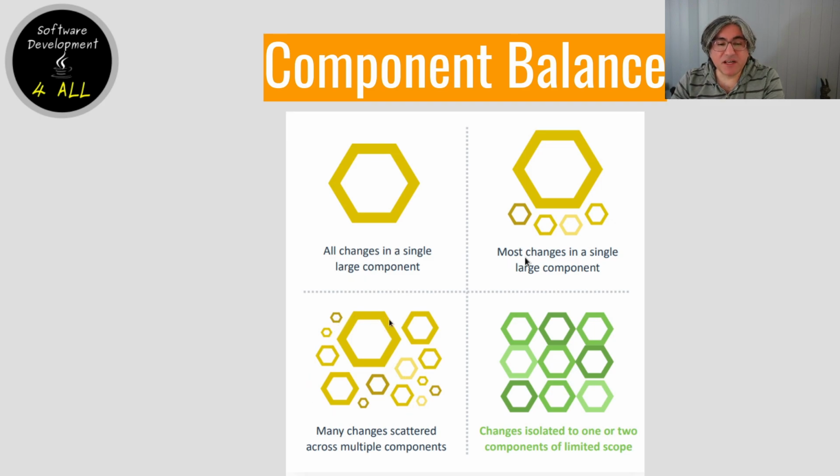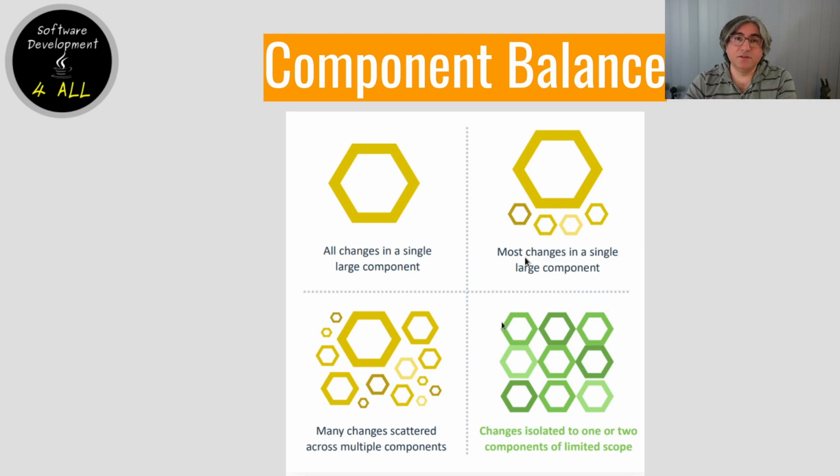If you have many changes scattered over many components, then that's a bit of a better situation. But if you have more code in this component, a bit more in this one, and much less here, then it's not very well evenly distributed. And that also means if you change something here, you might have a big impact on whatever is dependent on or using this component. This one is similar as well, with most changes in a single large component.